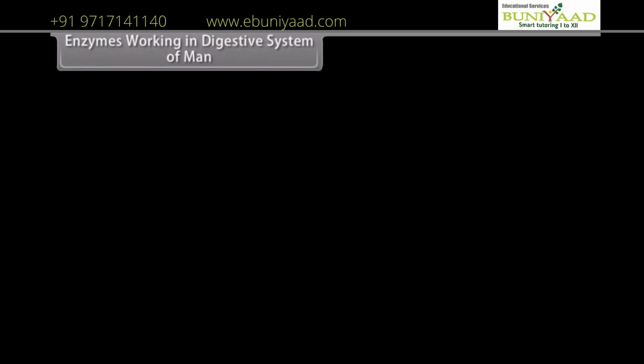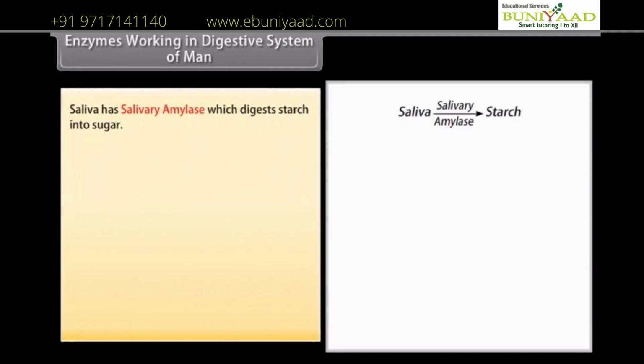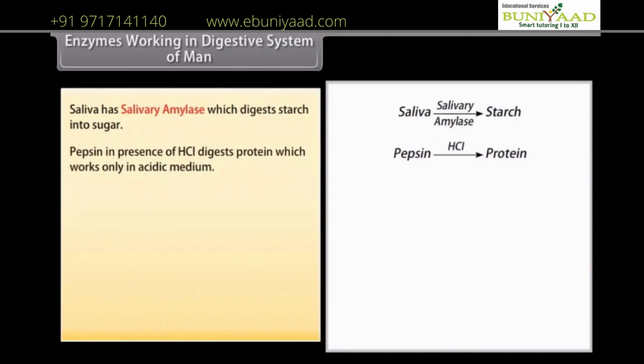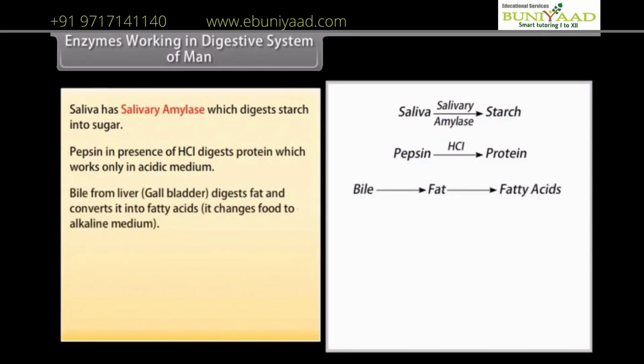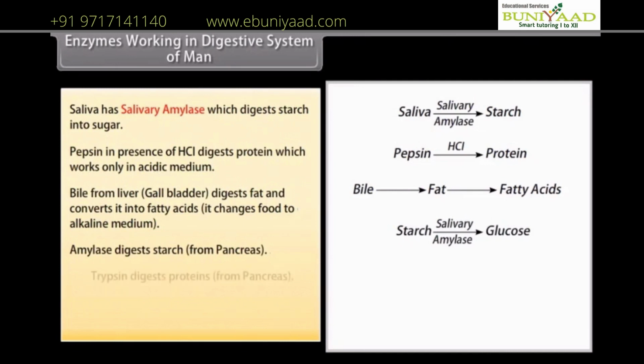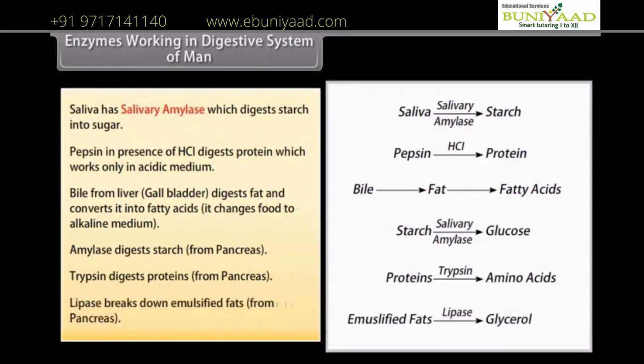Enzymes working in digestive system of man. Saliva has salivary amylase, which digests starch into sugar. Pepsin in presence of HCl digests protein, which works only in acidic medium. Bile from liver, gallbladder, digests fat and converts it into fatty acids. It changes food to alkaline medium. Amylase digests starch from pancreas. Trypsin digests proteins from pancreas. Lipase breaks down emulsified fats from pancreas.